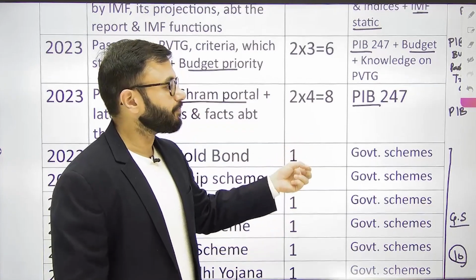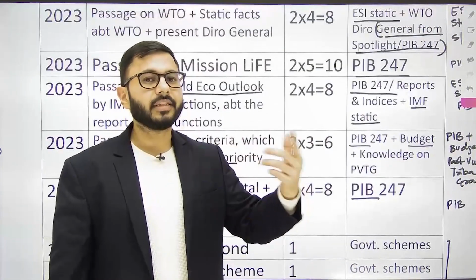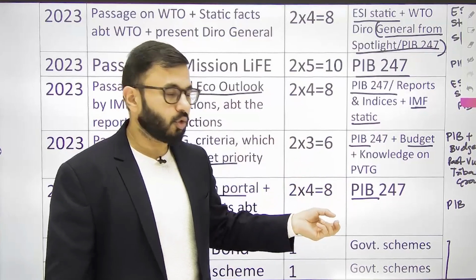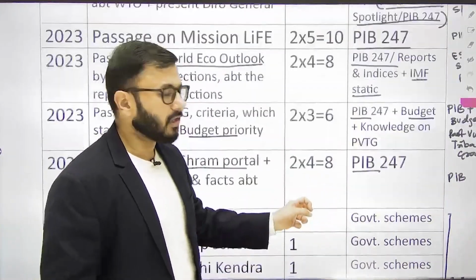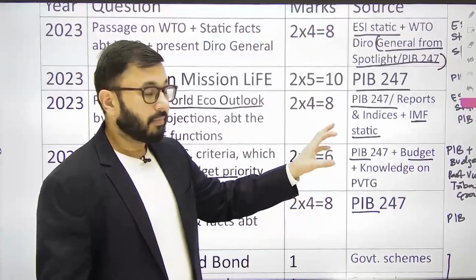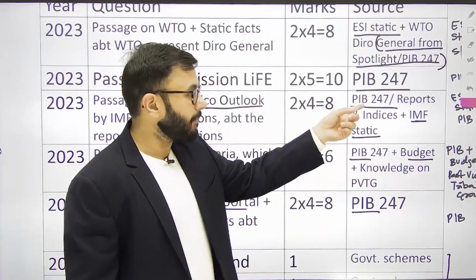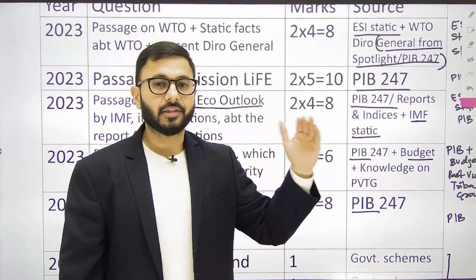He's cleared the 2024 exam. But that is something that you can add on, and when you do that, you will see that the number of questions from government schemes has reduced a little bit, but the number of questions from reports and PIB has increased by the same proportion.